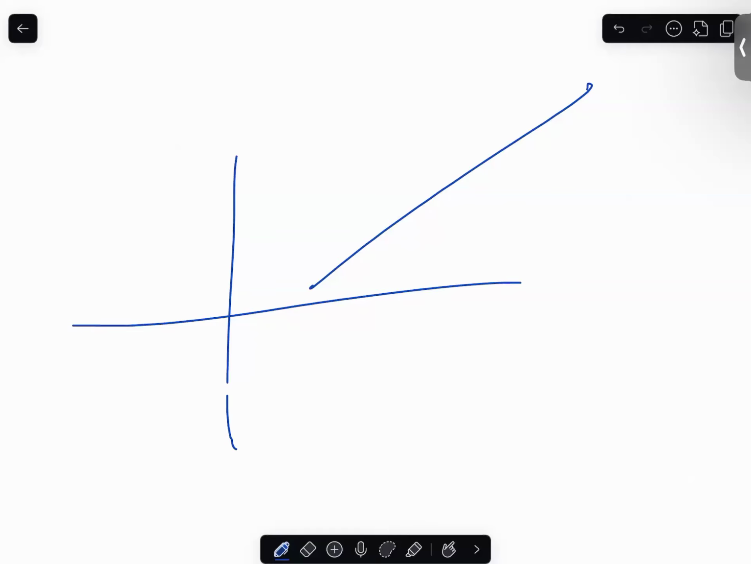Negative velocity doesn't tell you where you are. It tells you which direction you're going, how that position is changing. Negative acceleration does not tell you which way you're going. It tells you how rapidly that velocity is changing.